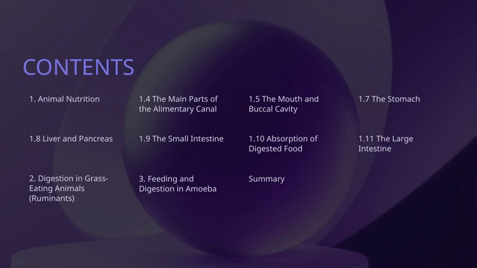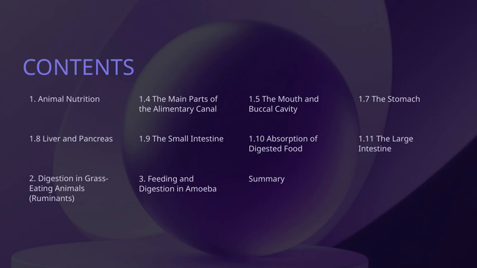Moving on, we'll examine the small intestine, a vital site for nutrient absorption, and then compare it to the large intestine, which handles water absorption and waste formation. We'll also touch on how amoebas feed and digest food, highlighting differences and similarities with more complex animals. The role of the mouth and buccal cavity in initial food intake will be covered, emphasizing how digestion begins right at the start. Finally, we'll look at how digested nutrients are absorbed into the body and wrap up with a summary of these key processes.